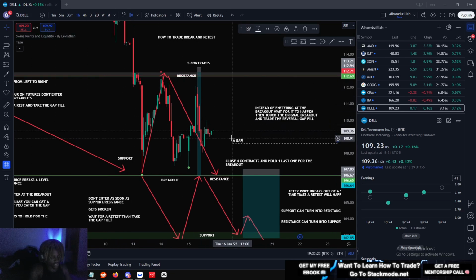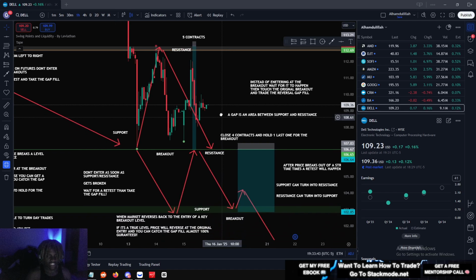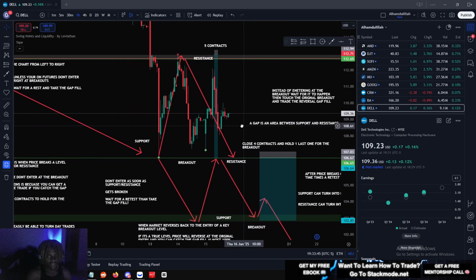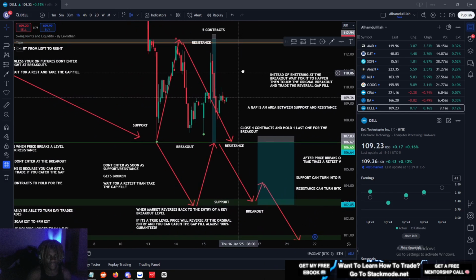You asked the best questions. A gap is an area between support and resistance. And that's it. So that's going to be for the short example. Now I'm going to show you if price is going upward.